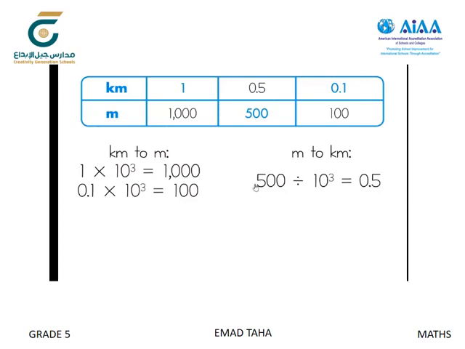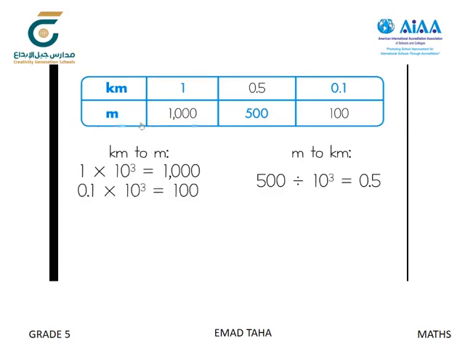Okay, here look. We want to convert from kilometer to meter, so we must multiply by 1,000. When we multiply 1 by 1,000, the answer is 1,000. Now we want to convert 0.1 kilometer to meter, so multiply by 1,000. When we multiply by 1,000, we move the decimal point 3 places. There is the one, so there is no decimal point. Then put 2 zeros, the answer will be 100.